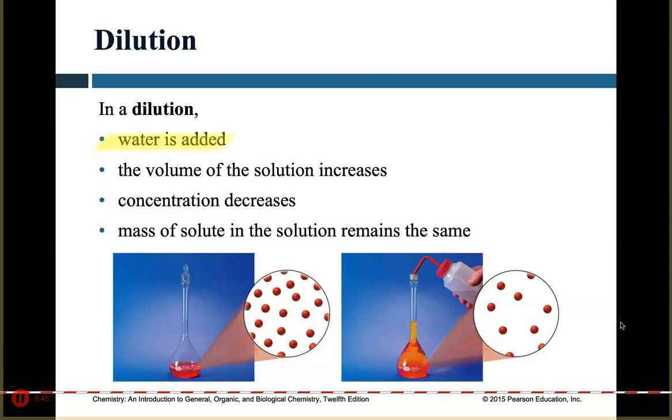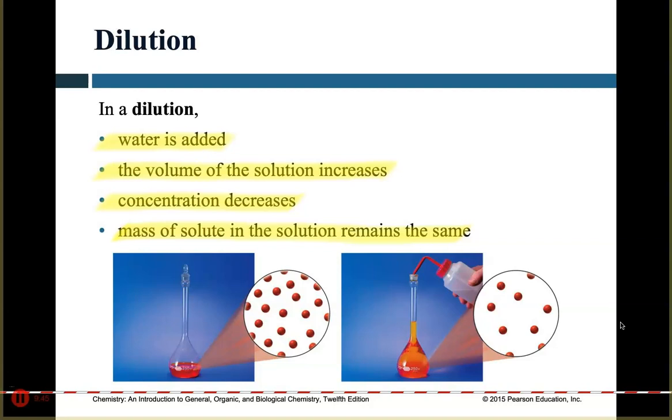Right? We've noticed that the volume of the solution is going to have to increase. It's the only way you can make a dilution. So that usually in real life doesn't pose a problem, but you have to take that into consideration. As that volume increases, concentration will decrease. However, the mass of the solute is going to remain the same. Keep in mind, I did not say solution.